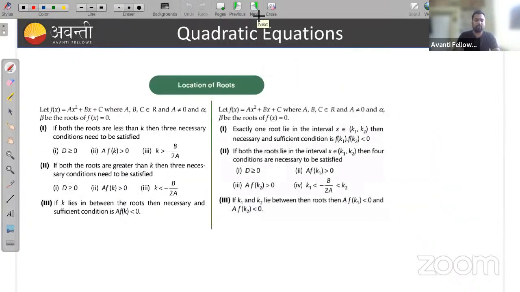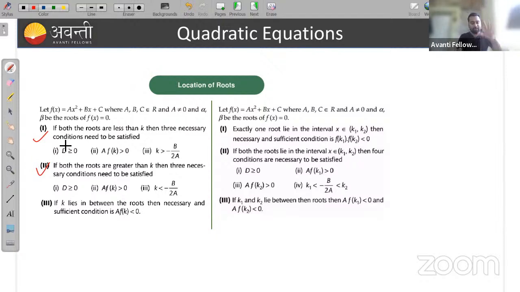Location of roots, all of you know these things. Location depends upon the conditions. We'll solve some questions. Actually, in location of roots, what will we study? Suppose in a question it is asking the roots are lying between two constants. One root is lying between two constants. And each of the roots lying between two constants, then what are the conditions, how can we solve the questions? That is my location of roots, and all the things are on your screen.